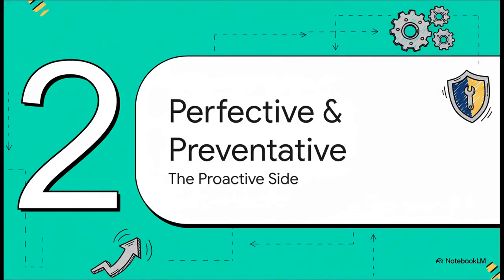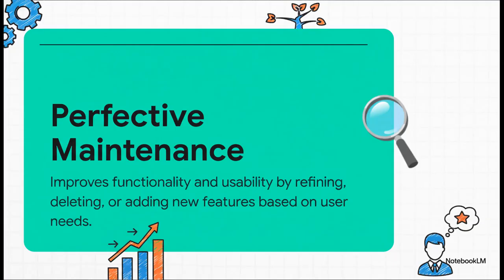All right, so that's the reactive side of things. Now let's flip the coin and look at the proactive stuff. This isn't about fixing what's broken. This is about future-proofing and making things even better. Next up is perfective maintenance, and honestly, this is where most of the time and money goes. Think of this as evolution. It's all about adding cool new features your users are begging for, tweaking existing ones to make them smoother, or even just cleaning house and getting rid of old features that nobody uses anymore. This is the work that keeps an app from getting stale.